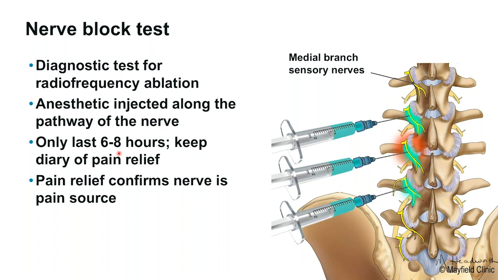So what they do is they inject an anesthetic only along the nerve that supplies the joint. It's called the medial branch nerve. It's not injected into the joint itself. And also they're just using an anesthetic, not the steroid. So if you have significant pain relief after you've had these, then that confirms that the pain is coming from the nerve, and then they can recommend an ablation.